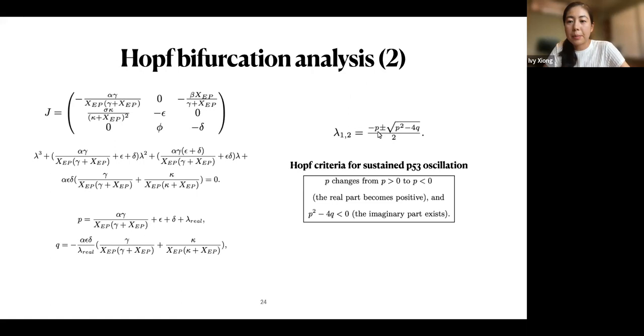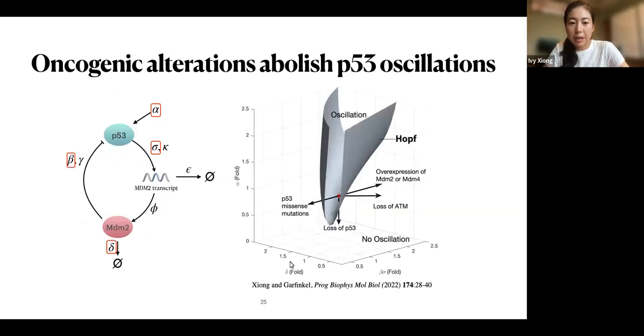So basically the P, which is the expression up here, has to change from being positive to negative. So now you will have the positive real part. And of course, the part under the square root would be negative, so the imaginary part exists. So using this set of criteria, now we can examine the system and perform multi-variable bifurcation analysis.